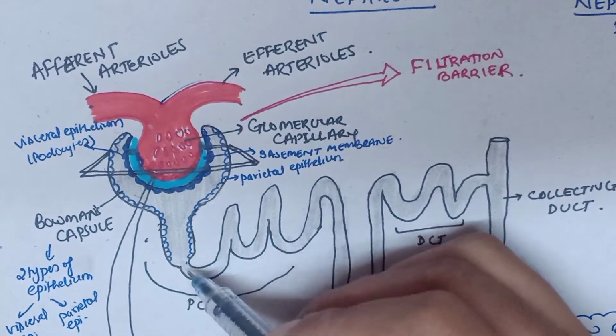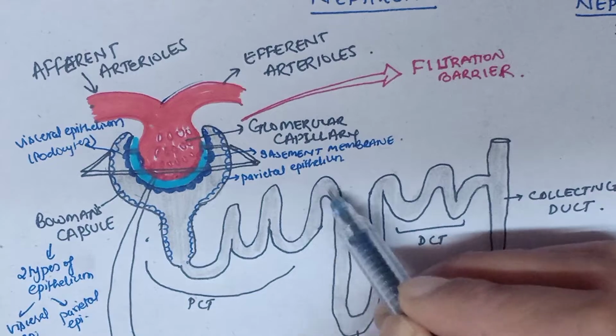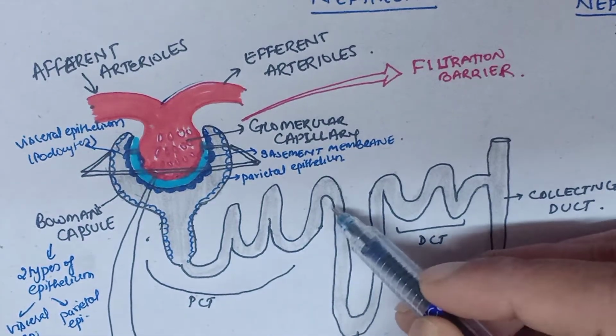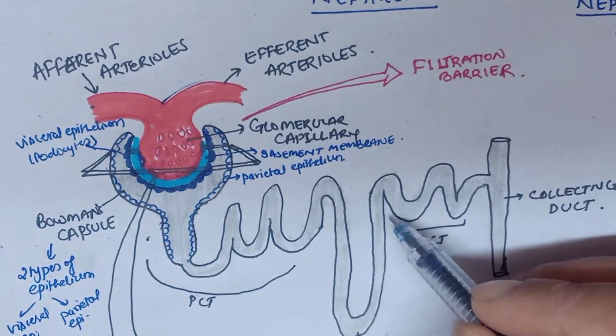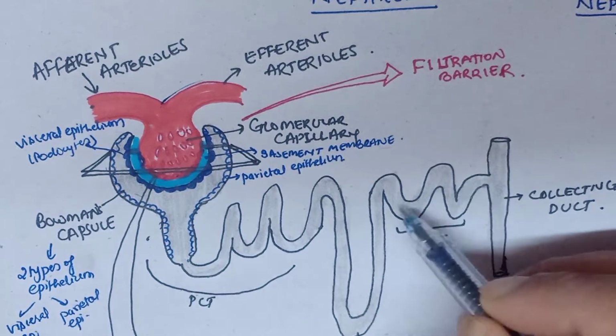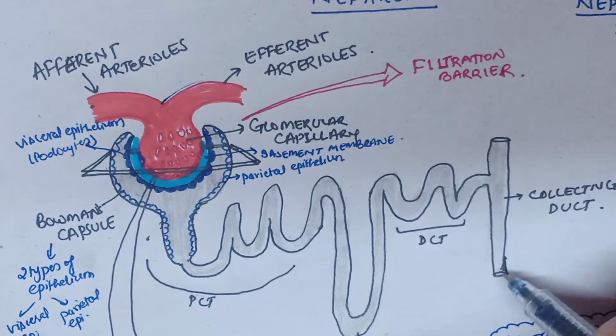It is followed by the PCT, that is proximal convoluted tubule. This is the proximal convoluted tubule, and this is the loop of Henle, which has the descending limb and the ascending limb, and this is followed by the distal convoluted tubule. This is the DCT, and finally it goes into the collecting duct.